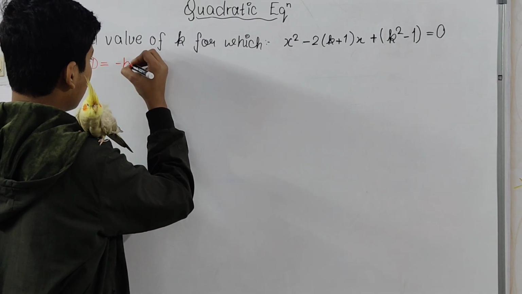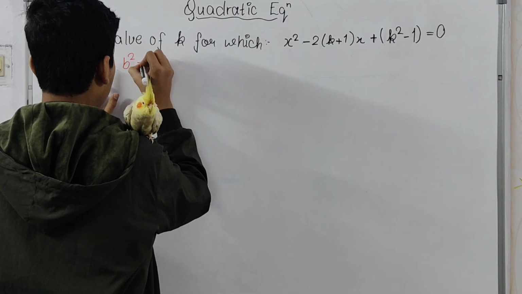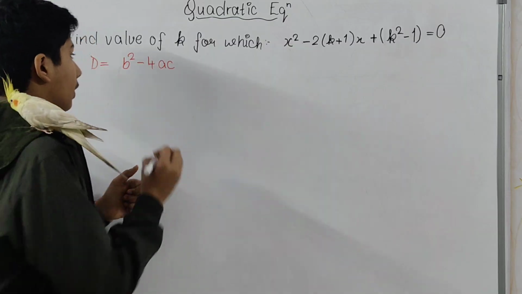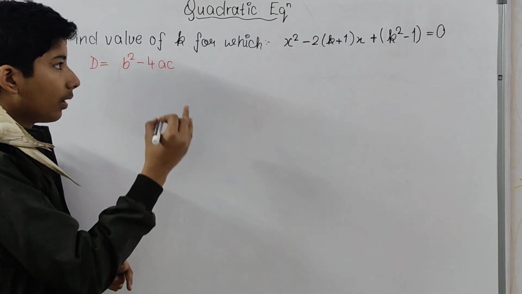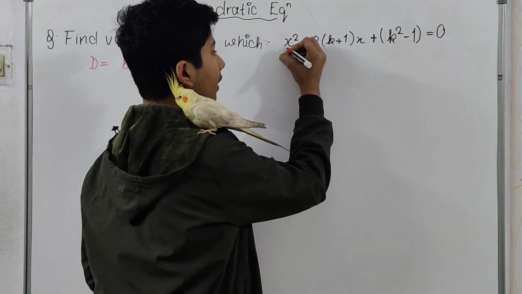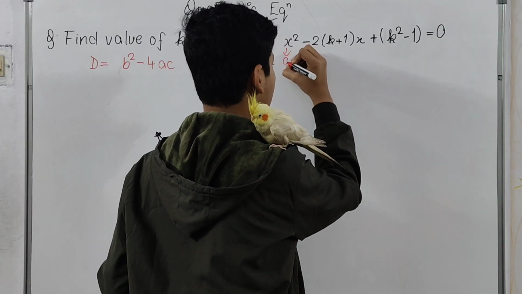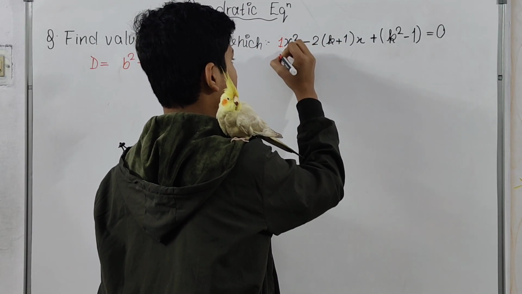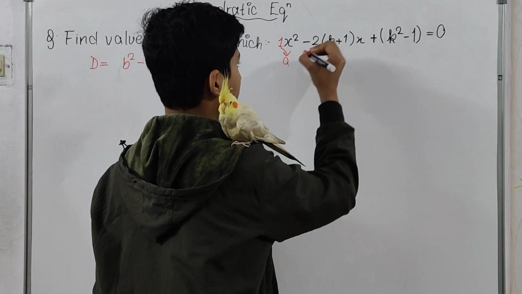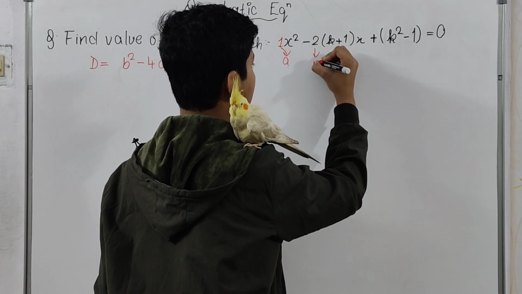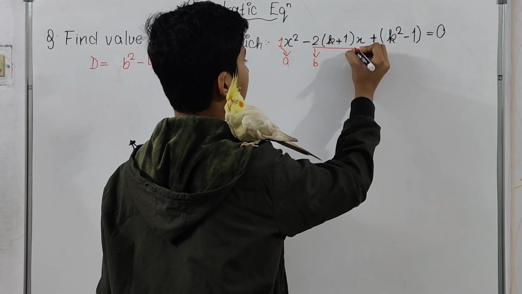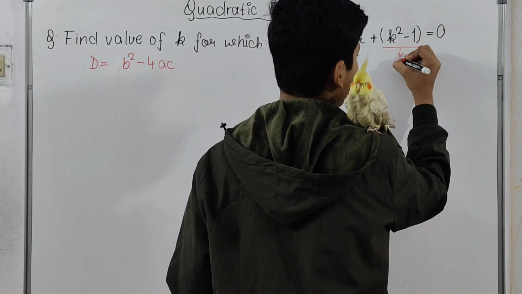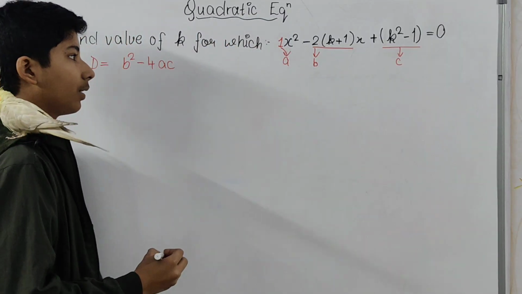D equals to b square minus 4ac. So this is the value of D. Here, this will be a, because the coefficient will be 1. This is b, the whole thing till here, and this is c. So we'll just put the values.